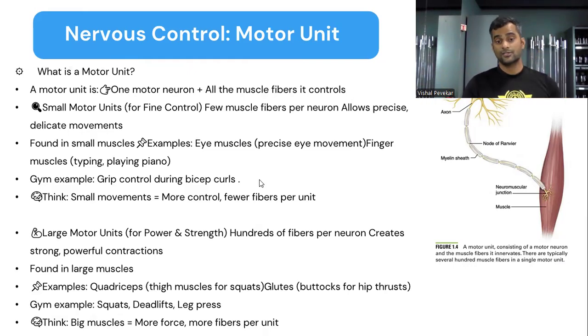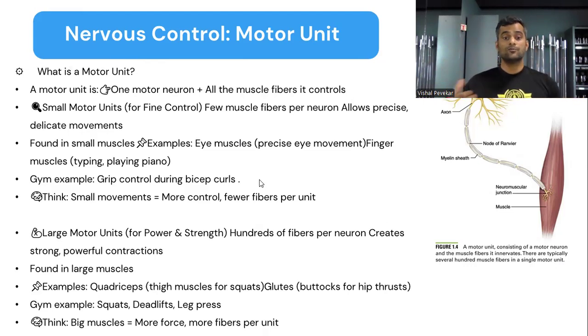Examples are eye movement, playing the piano, or doing something that needs more control, right? So for small, precise movements, you have small motor units, one motor neuron controlling a smaller number of fibers, right?